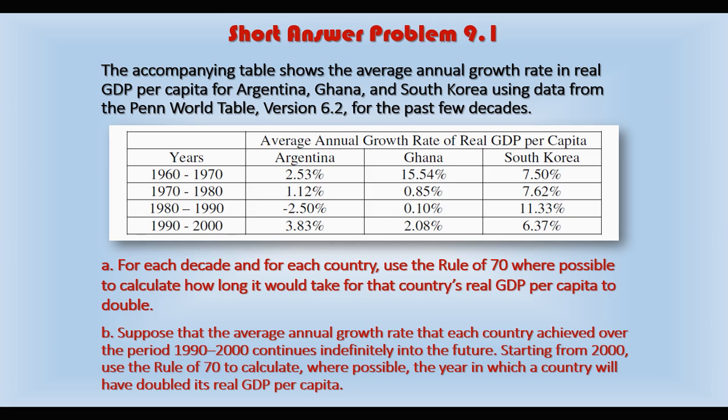So again, you're going to use the growth rate from the period that it's telling you, right? So in this case, like Argentina, you would figure out, okay, 70 divided by 3.83, that's going to tell me how many years it's going to take for Argentina's real GDP per capita to double, right? And then it says, starting from 2000, how long would it be? So then you would add those years to 2000, and then you would say, well, it would be in the year 2000-whatever. That's when their GDP per capita would double.